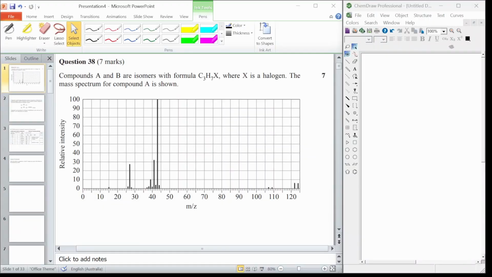Alright folks, today I'm going to discuss question 38 from the HSC 2024 chemistry paper. Question 38. Compounds A and B are isomers with formula C3H7X, where X is a halogen. The mass spectrum for compound A is shown. This is where I'm going to focus my attention.